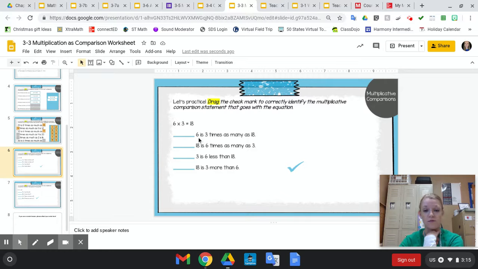This one, if we remember, "means" equals. So this says 6 equals 3 times 18. Now, if I take 18 and I have 3 groups of 18, there's no way that I'm going to have an answer of 6 because 6 is a much smaller number than 18. But this one says 18 equals 6 times 3, and that's exactly what this says, so our answer would go here.